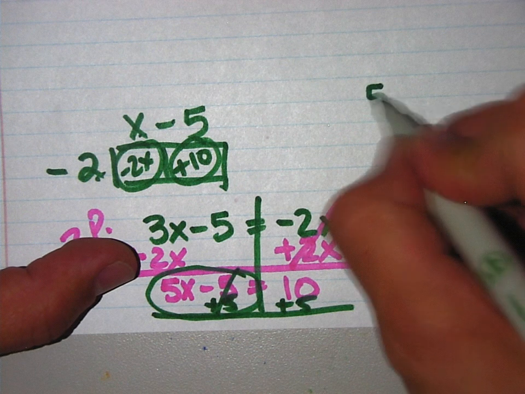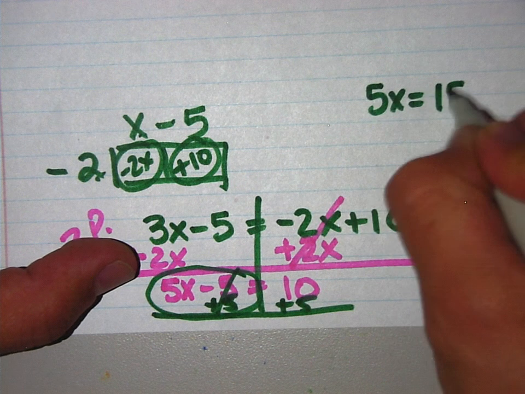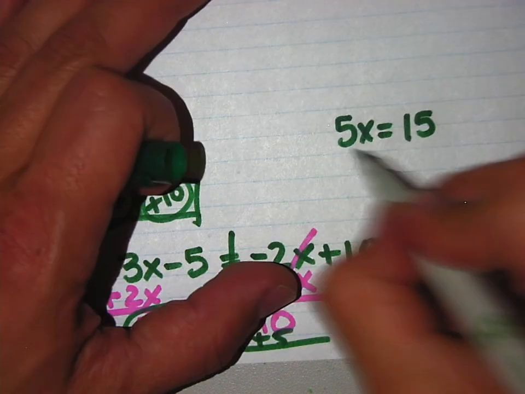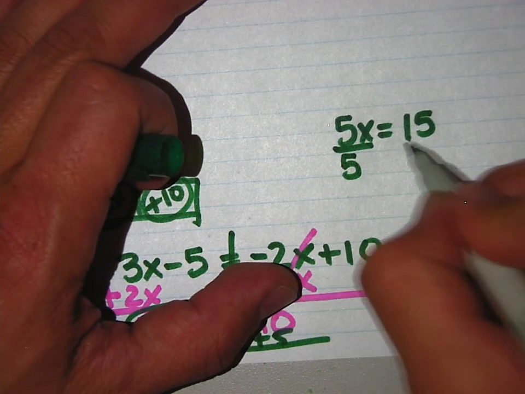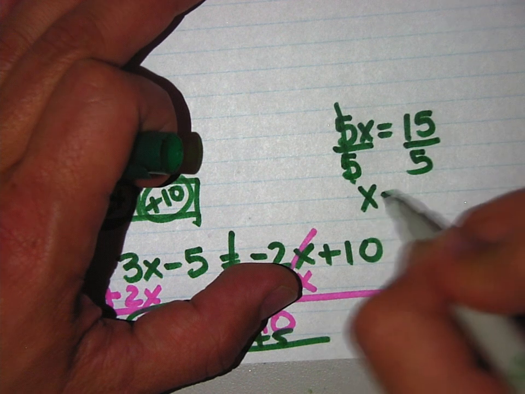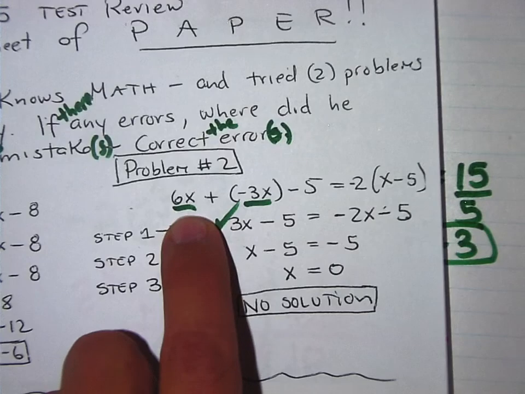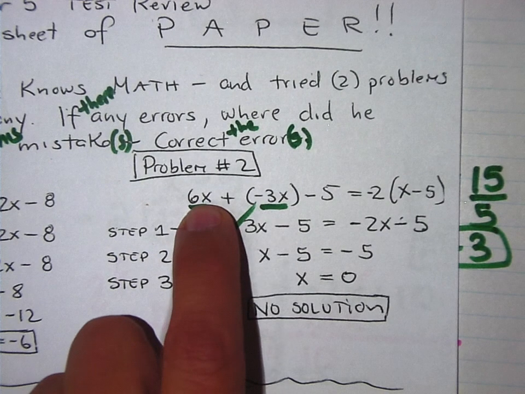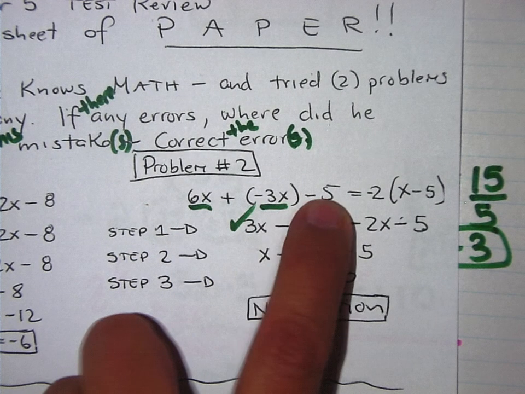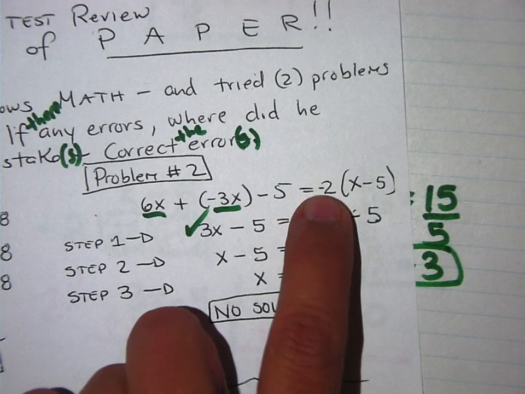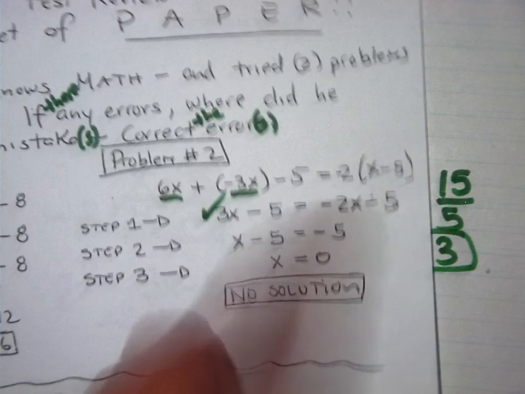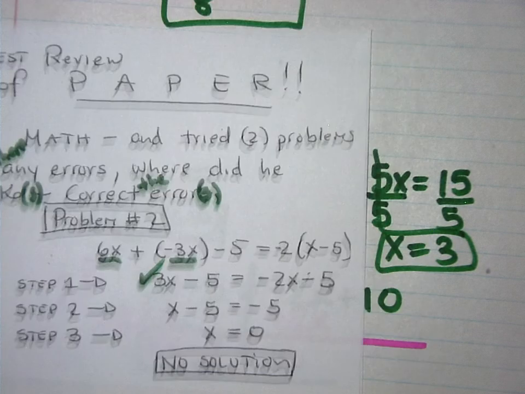So that'll give me 5x equals, I'll put it right here because I don't have room. And then I divide by the coefficient of x, which is 3. And what does that mean? When I go back to the equation and plug in 3 for x, 6 times 3 plus negative 3 times 3 minus 5 equals negative 2 times 3 minus 5 when you do PEMDAS. And there we go, we're done.